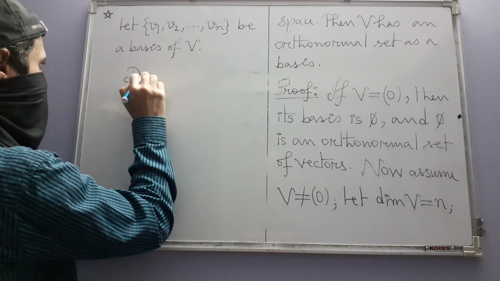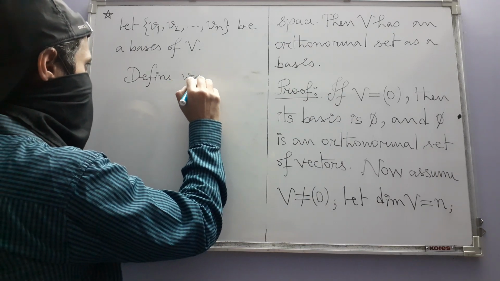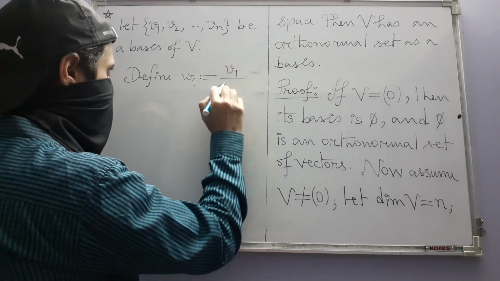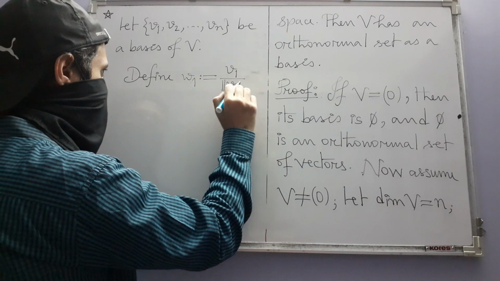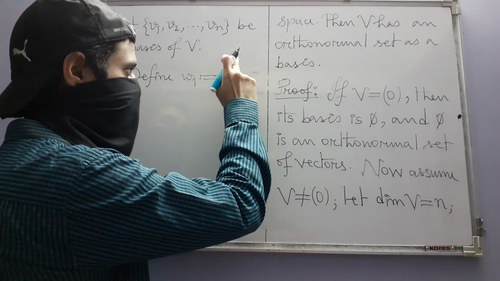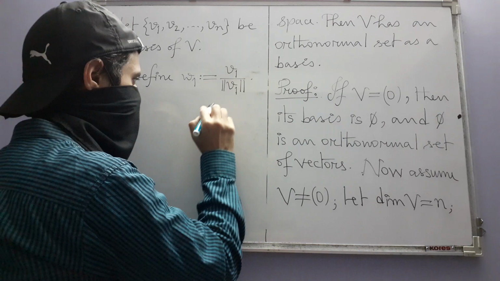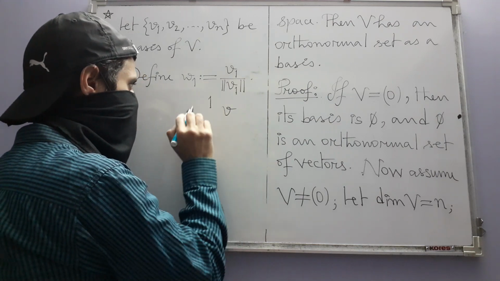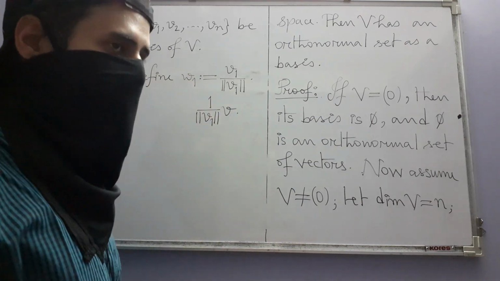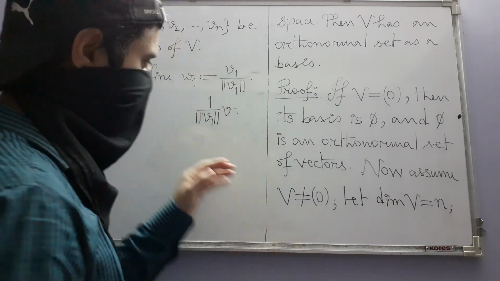Define a vector w1 to be the vector v1 divided by its length. Now when we say a vector v1 divided by its length, it actually means you are considering this scalar multiple of v1. Division is defined in terms of scalar multiplication. It has no other meaning.